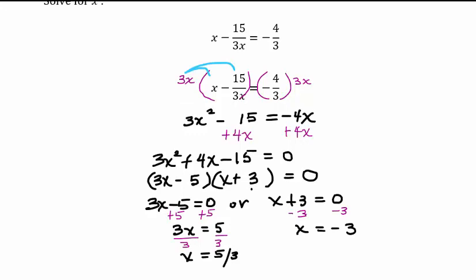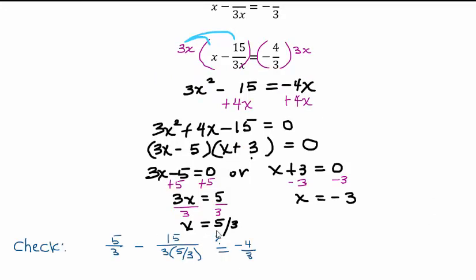So we find that x is 5/3 or x is negative 3, but we want to do a quick check to ensure we don't have any extraneous solutions, which are solutions that work in the quadratic equation but don't work in the initial rational equation.